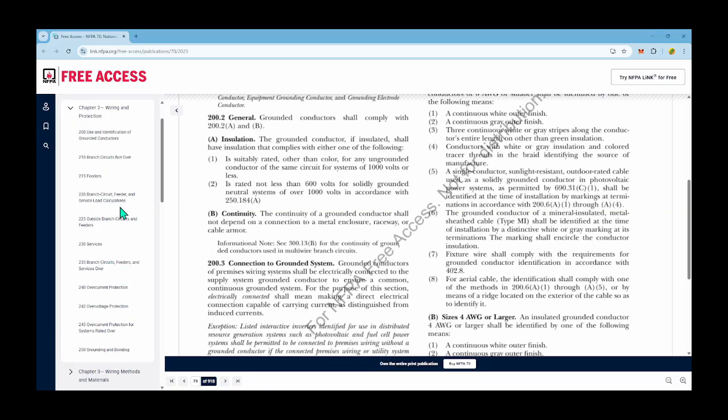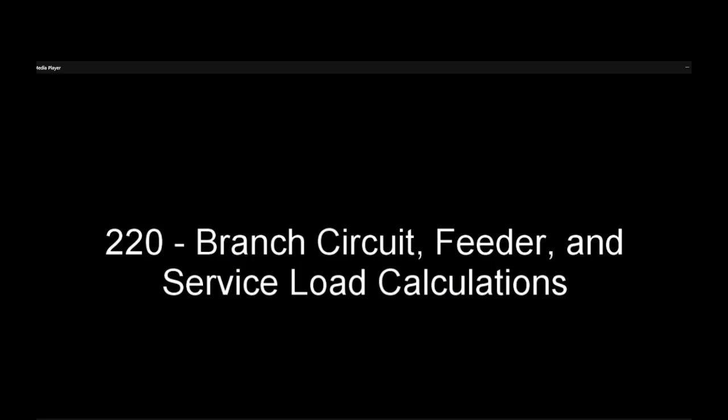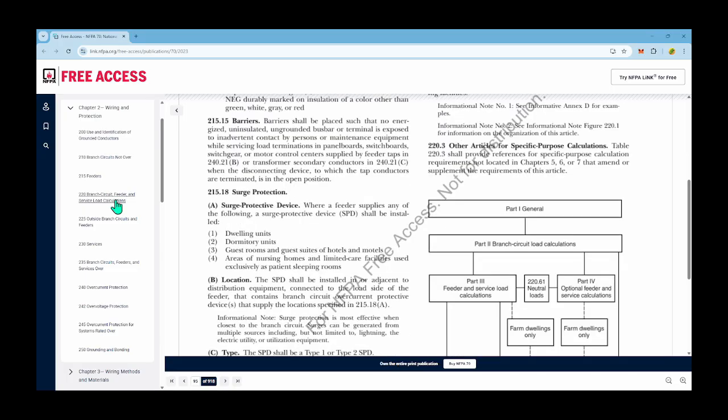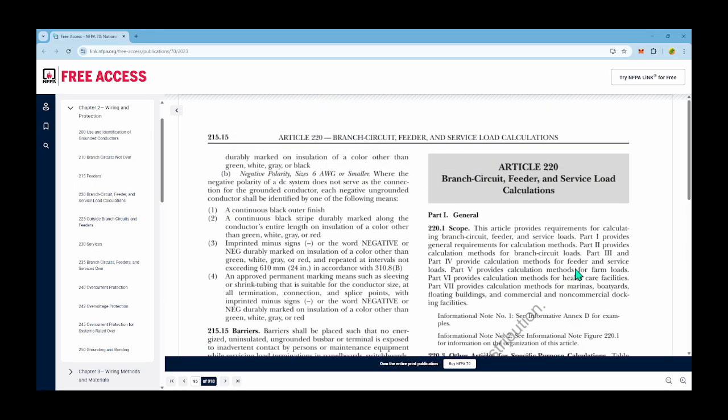Aside from that, if you look at article 220, branch circuit, feeder and service load calculations, let's go ahead and click that. Article 210 is branch circuits not over 1,000 volts, but the question talked about a service load calculation, so we're going to be in here. I like to start out at the first article, in part 1, general, because it basically gives you a layout of the chapter, so you can pick through those boxes and see what you're going to be looking for.